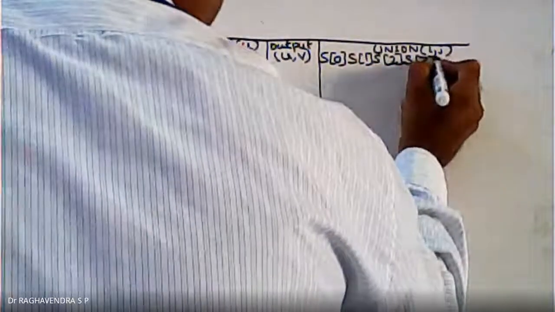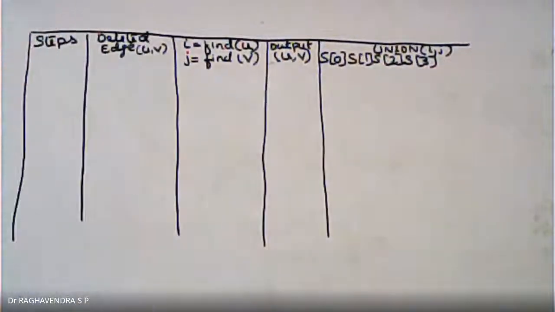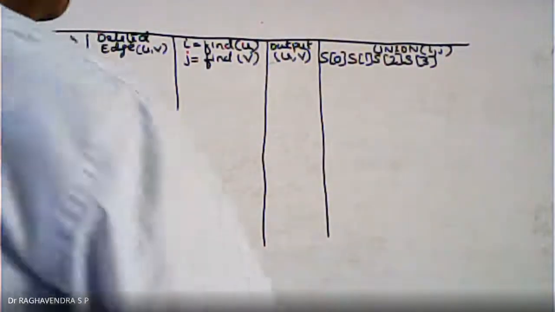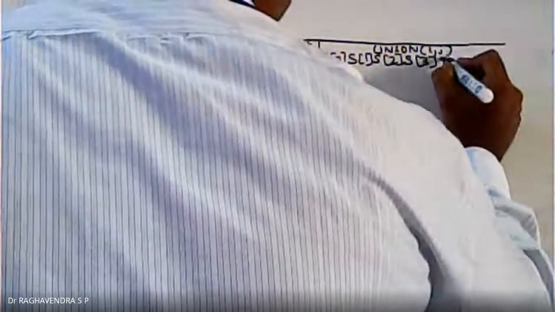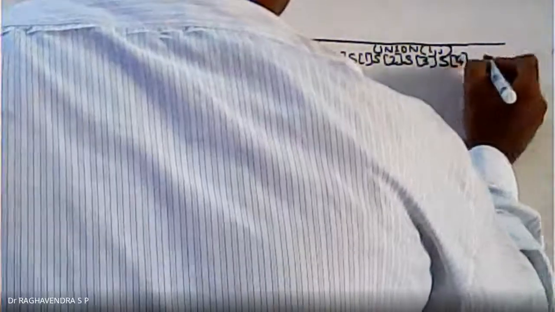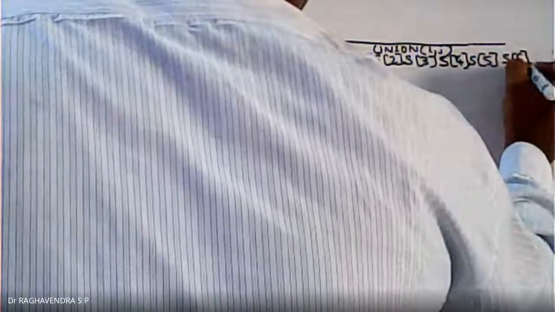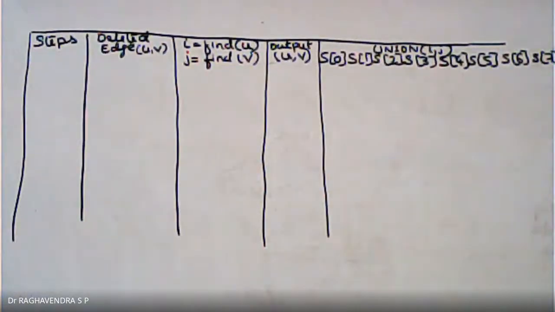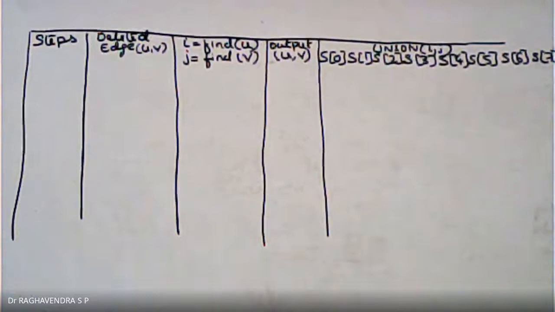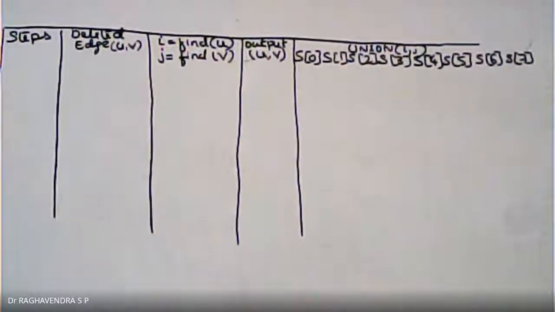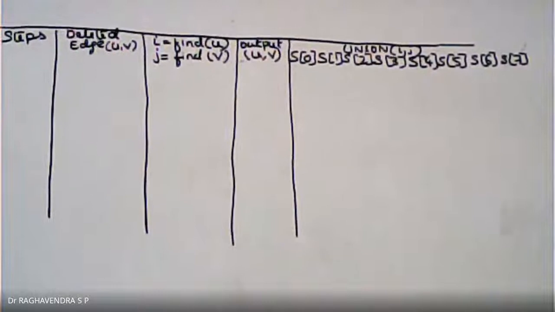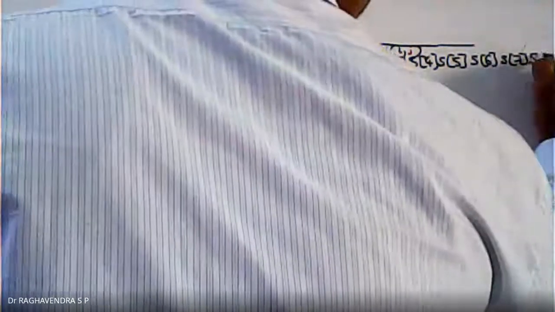How many vertices are there? Totally, how many vertices are present in the graph? 9 vertices are present. So S of 0 to S of 8.